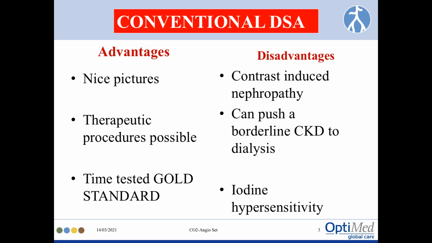Let's start with a conventional DSA that we are also conversant with. The advantage is we get beautiful pictures. We can do our therapeutic procedures with that. And it's a time-tested gold standard. But the disadvantage is that in renal compromised patients, diabetics, especially elderly with other comorbidities, contrast-induced nephropathy, that is what we call CIN, is a reality, and it's grossly underreported.